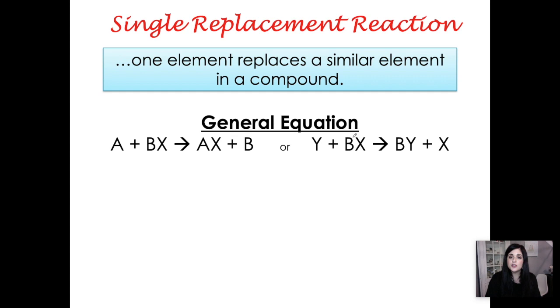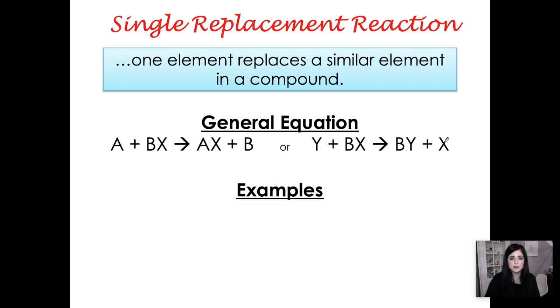Here's your second general equation. In this case, we are switching Y and X, and they're considered similar because they're both at the end of the alphabet. So Y is replacing X, and it's combining with B and isolating X on the outside.